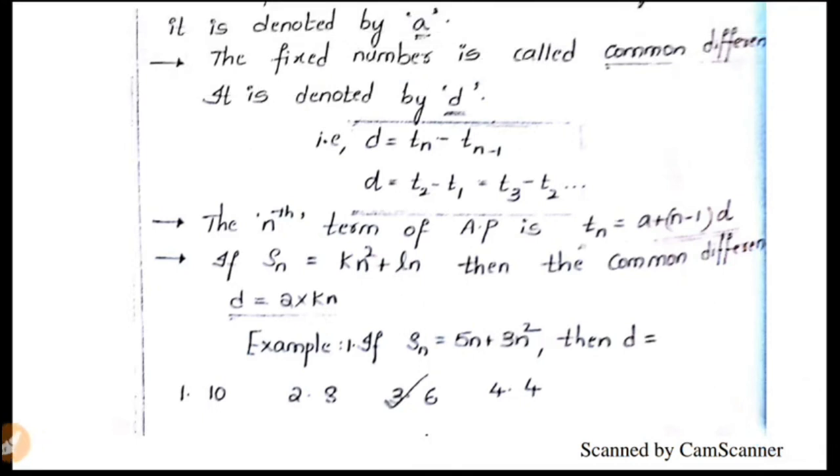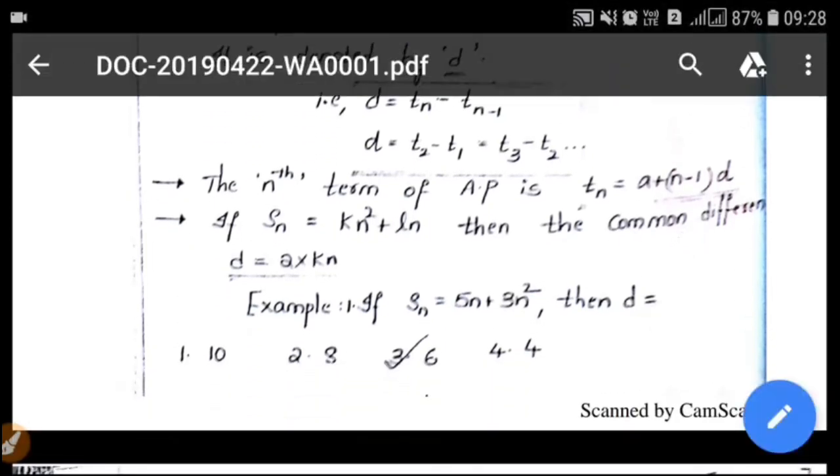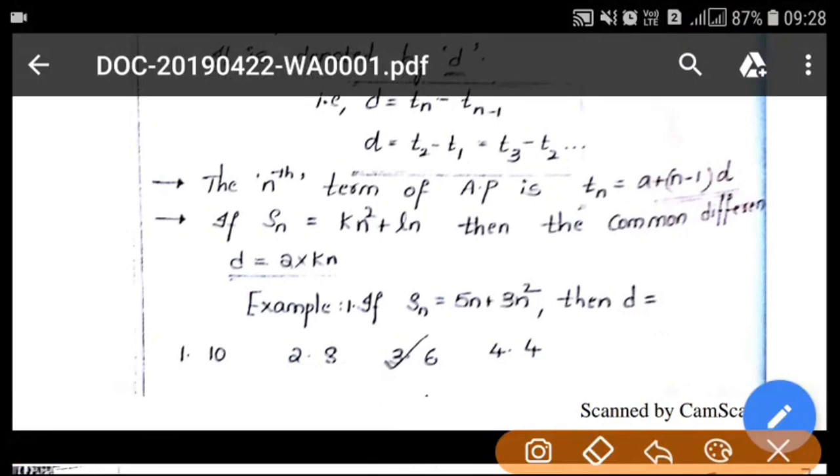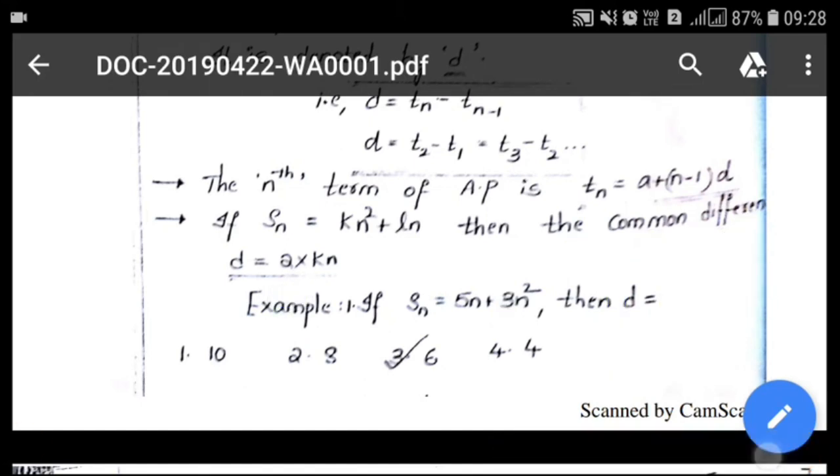Sn is equal to 5n plus 3n square, then d. What I told is, look at the n square coefficient, which is 3. So 2 into k means 2 into 3. How do you get this 3? See here, this 3. And how do you get this 2? It is in the formula. So 2 into 3 is 6. That is the shortcut for you. Next.